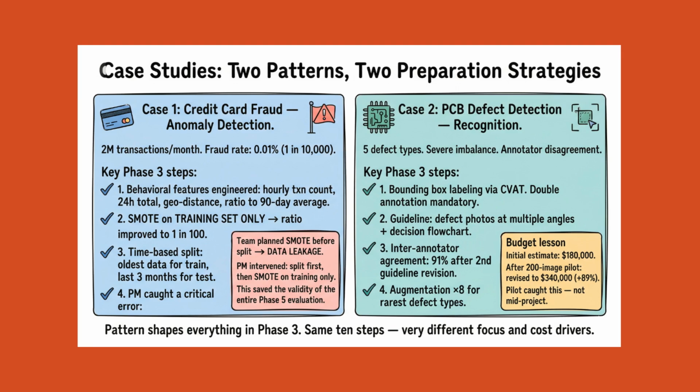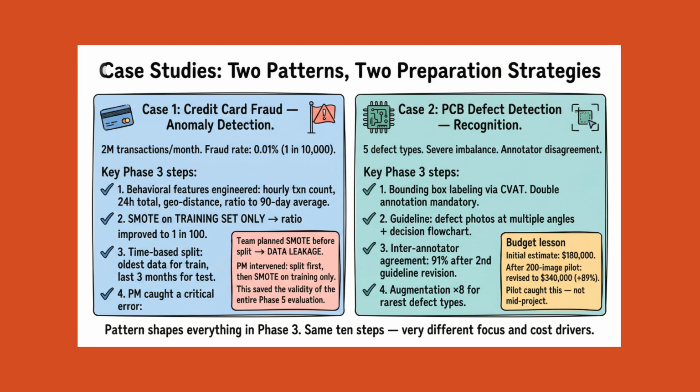These features drove more model improvement than any algorithm change. The PM's most critical intervention: the team had planned to apply SMOTE before the train test split. This would have created data leakage. The PM caught it in a review, enforced time-based split first, then SMOTE on training only. Avoiding this single mistake preserved the validity of the entire Phase 5 evaluation.